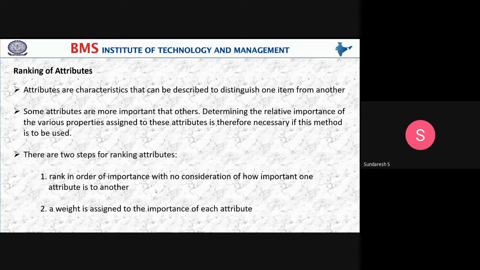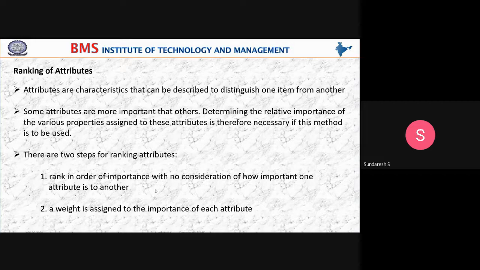So you might have four or five attributes, and each attribute will have its own relationship. So when you are ranking the order of importance, there is no need to consider how important one attribute is to the other. That is one important step you're supposed to remember.